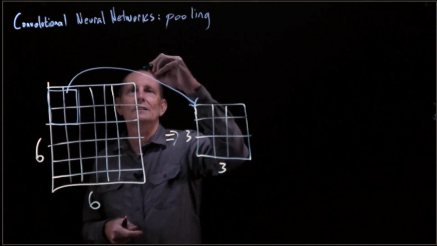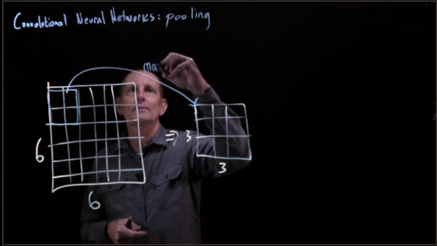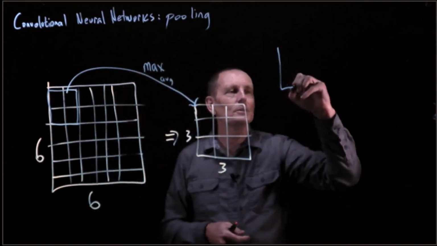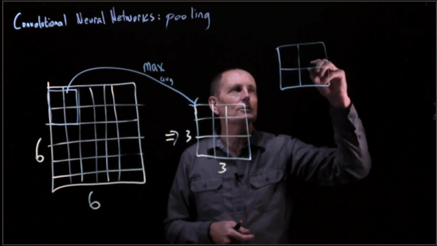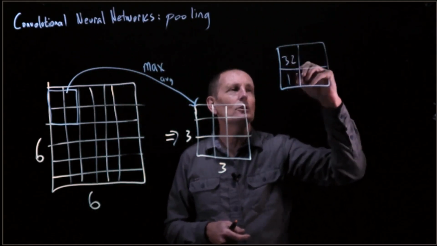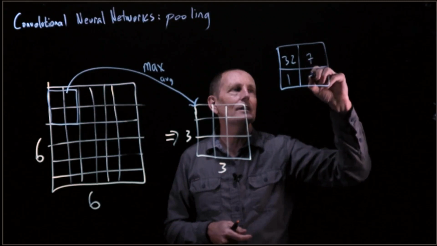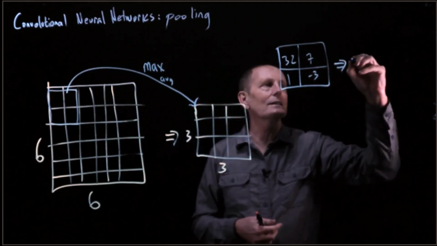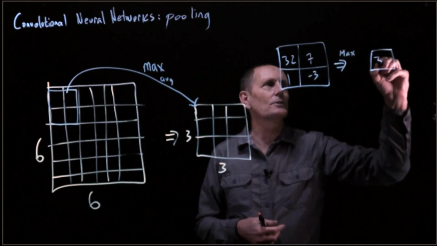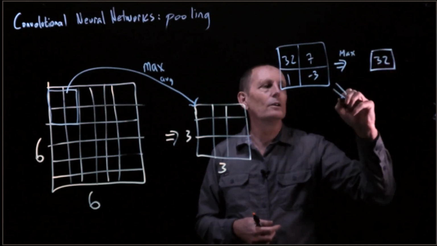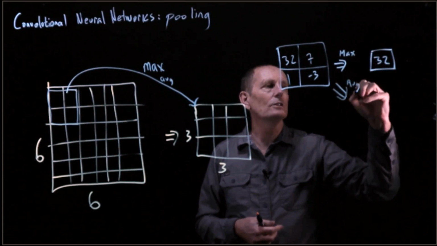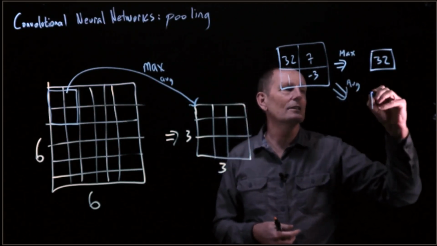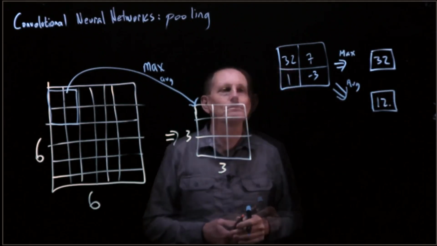So we can do one of two things. We can either take the max, or we can take the average. So for example, if my values are 32, 1, 7, -3, let's say, then if I want to do the max, that would just be 32. Or if I do an average, that would be 32 plus 1 plus 7 minus 3 is 37, so that's 9 point something.